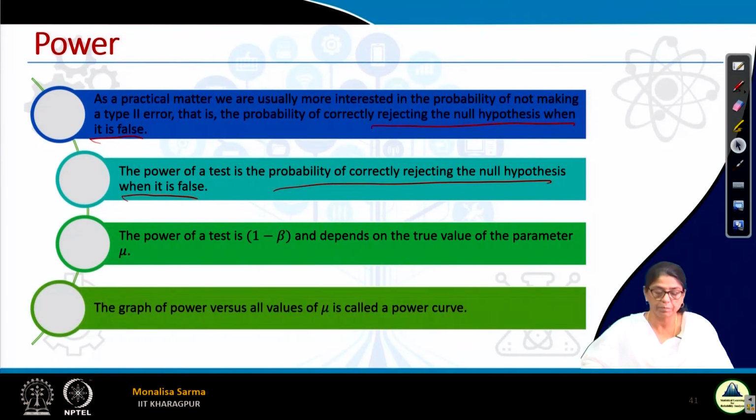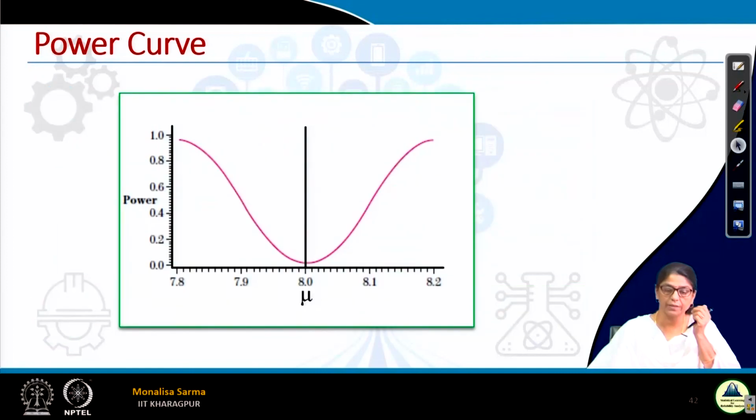The graph of the power versus all the values of mu is called the power curve. Whatever OC curve we got, the power curve is just the opposite of that. See, this is the power curve. OC curve is beta versus mu. And what is the power curve? 1 minus beta versus mu.